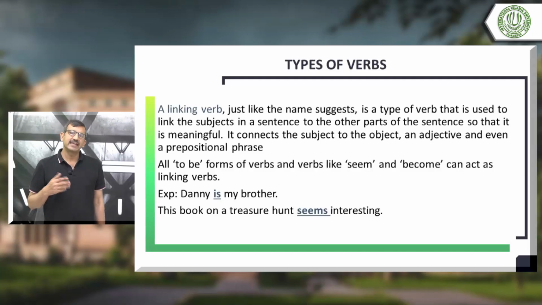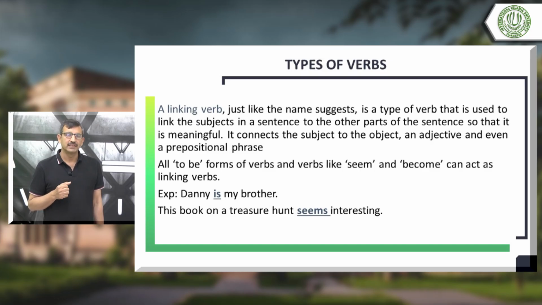The last type of verb is a linking verb. As the name suggests, a linking verb is a type of verb that links one part of the sentence with another part of the sentence. It connects the subject to the object, an adjective, and even a prepositional phrase. All to be forms of verb, and verbs like seem and become can act as linking verbs.